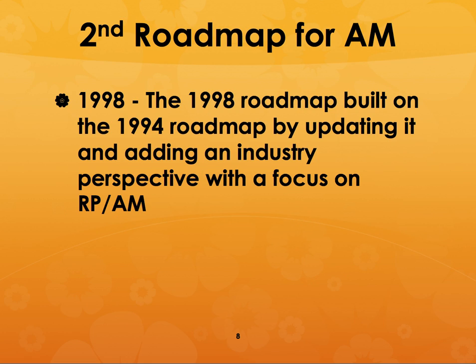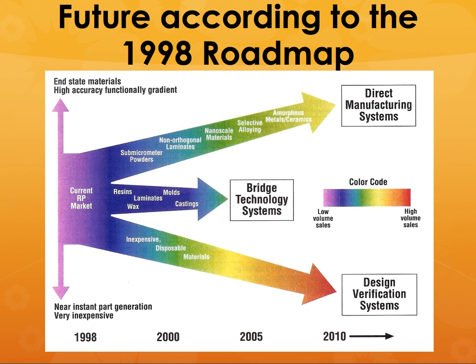So in 1998, they had a follow-on roadmap following the 1994 roadmap, and it added an industry perspective with a focus on rapid prototyping and additive manufacturing. And remember that the industry using these technologies was driving this. So it was a better roadmap than the one made in 1994. And they predicted what the future could be.